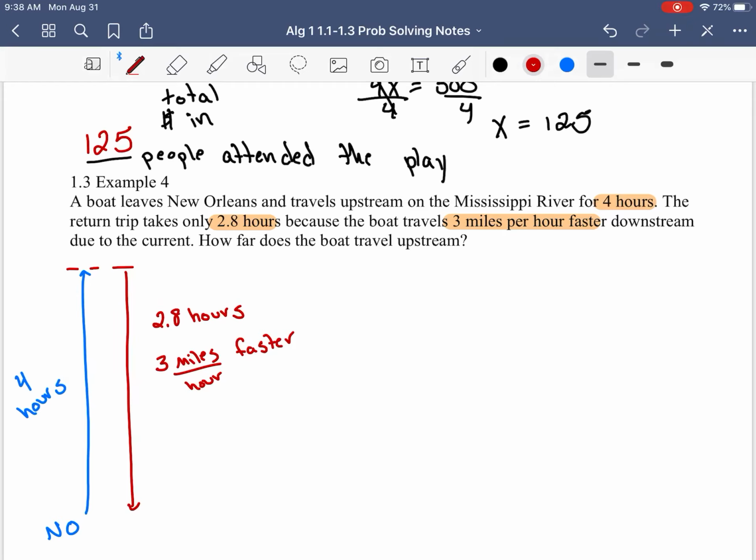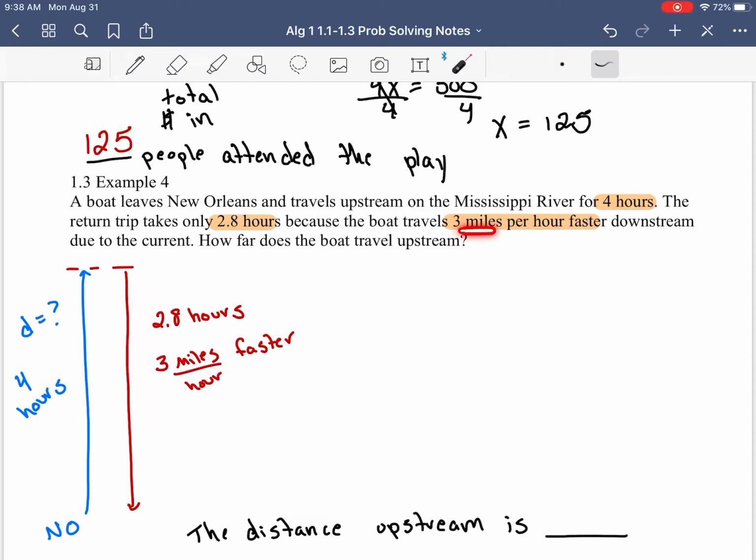How far does the boat travel upstream? We're looking for this distance. How far? So we're trying to find the distance, it's my D. I'm going to write the distance upstream is blank, and my units are going to be here. It looks like we're in miles per hour, so we're probably going to deal in miles.